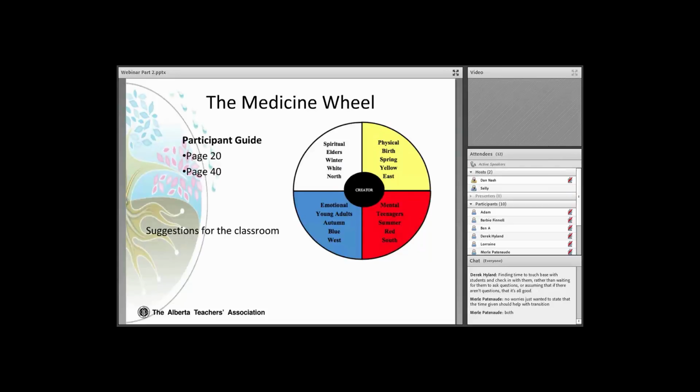Is there anyone who wants to share how they have used this? I think, Derek, you were the only one to raise your hand. But maybe some of you are starting to get some ideas of how you could use a talking circle or a sharing circle in the classroom setting. Go ahead, Derek, thanks.